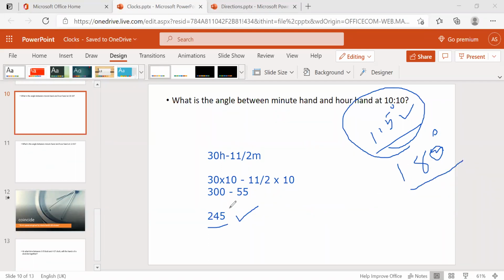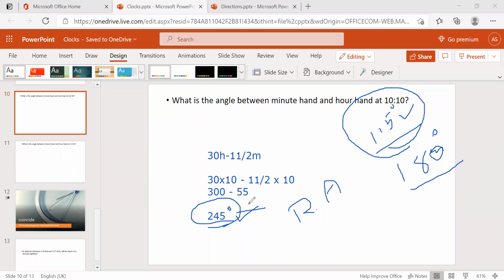If you got an answer above 180, like 245 is more than 180, then this angle is called a reflex angle. This one is called a reflex angle. So we always need the normal angle, that's nothing but below 180. You have to consider that.